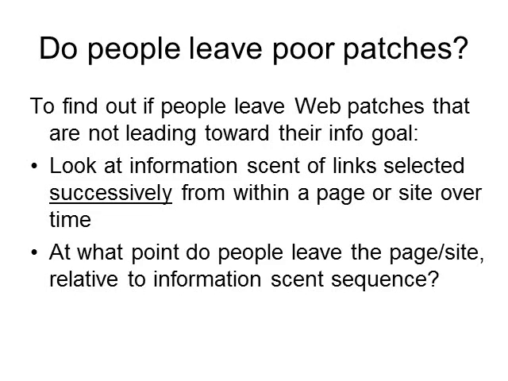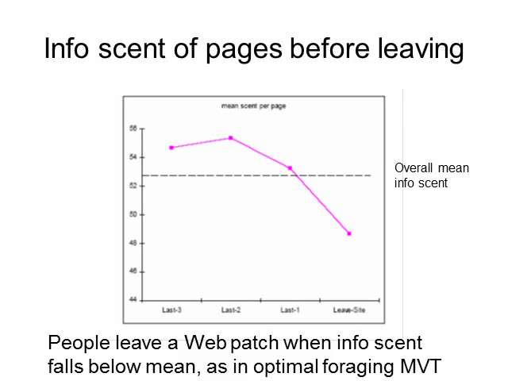So then the next question is, are people leaving patches on the web in ways that match the marginal value theorem? In order to do that, we look at the information scent of a succession of pages that people are clicking on up until the point when they leave a patch, when they return to doing an overall web search. So here we see the clicks that people make in order up until the last click when they're leaving a particular site. And here is the information scent of that page. And here we have the overall information scent of the entire search process.